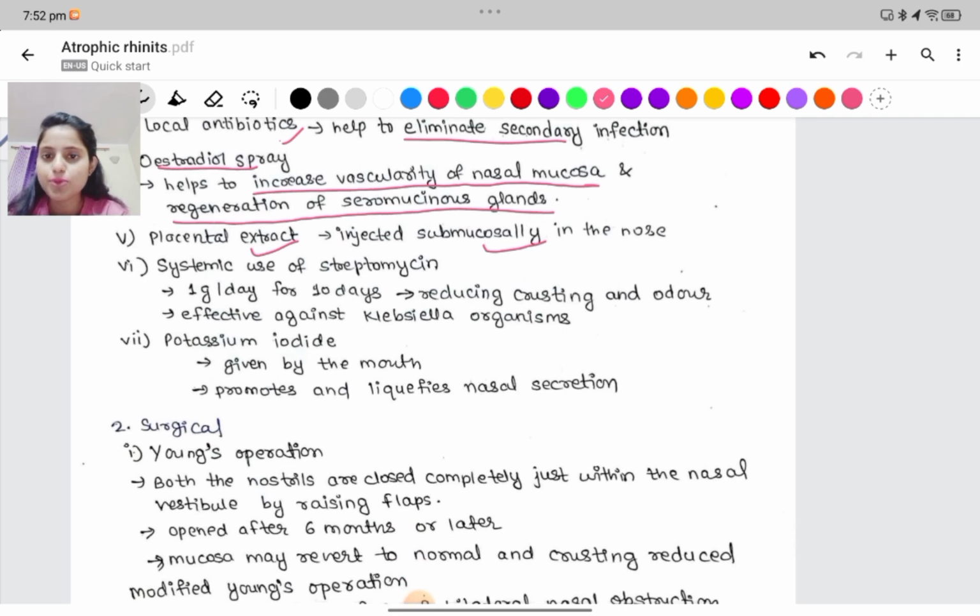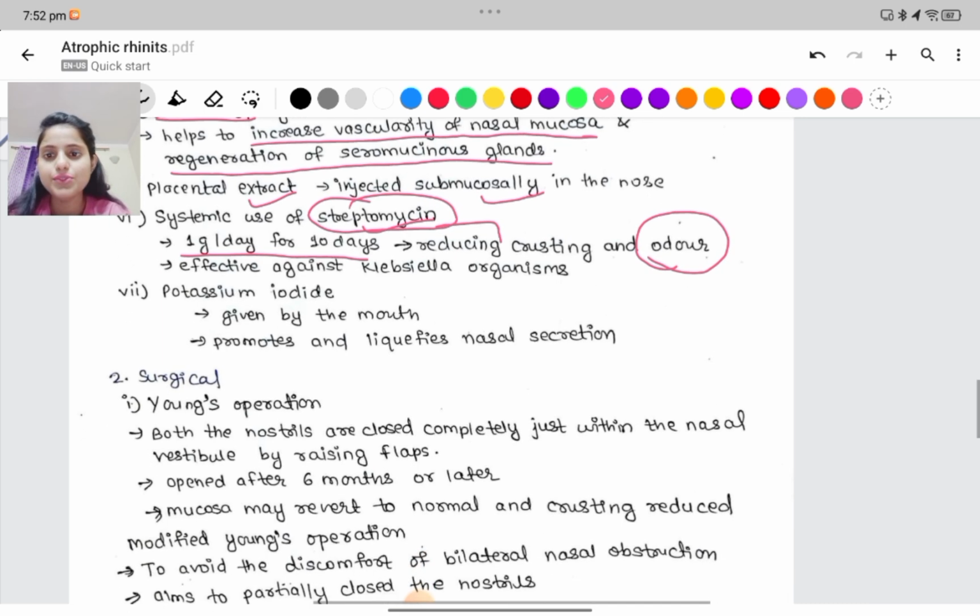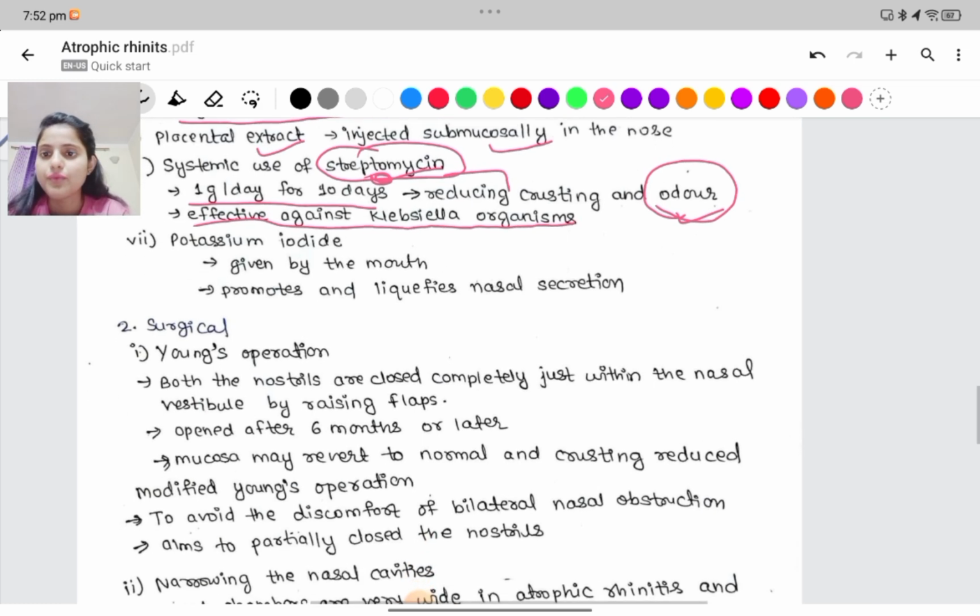Systemic use of streptomycin can be used, 1 gram per day for 10 days. This streptomycin helps to reduce crusting and odor, as we have foul smelling. So streptomycin can help to reduce the odor, and streptomycin is also effective against the Klebsiella organism. We give potassium iodide. It promotes and liquefies nasal secretion.